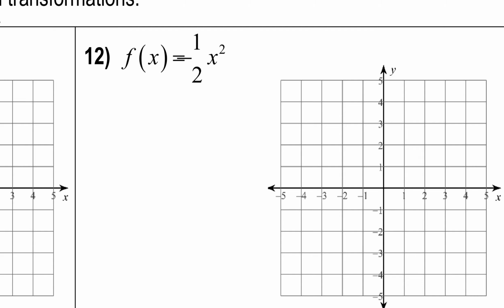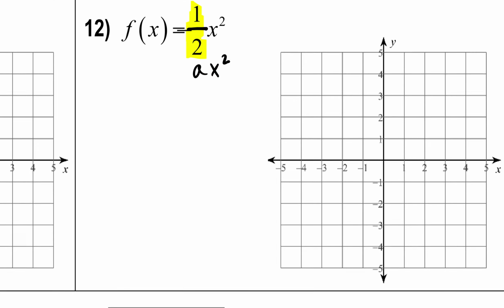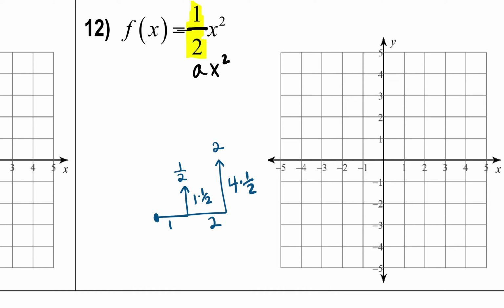I'm stretching it vertically. Alright, next one. So again, my a is 1/2. So here's my a. On this one, let's say here's my vertex, right? If I'm going to go over 1, up 1, over 2, up 4. So now the up and down, I multiply those by my a. So times 1/2, times 1/2. So instead of 1, 1 times 1/2 is just 1/2. 4 times 1/2 is 2.